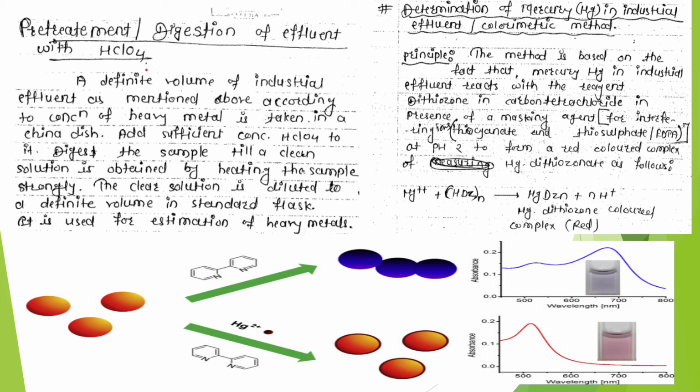Next, how is this industrial effluent determined? The first step is the digestion of the effluent with HClO4. The digestion of this industrial effluent is done with the help of HClO4. A definite volume of industrial effluent, as mentioned above, according to the concentration of heavy metal, is taken in a china dish, and sufficient concentrated HClO4 is added to digest the sample till a clear solution is obtained by heating the sample. A definite volume is made up in a standard flask. It is used for the estimation of heavy metals.